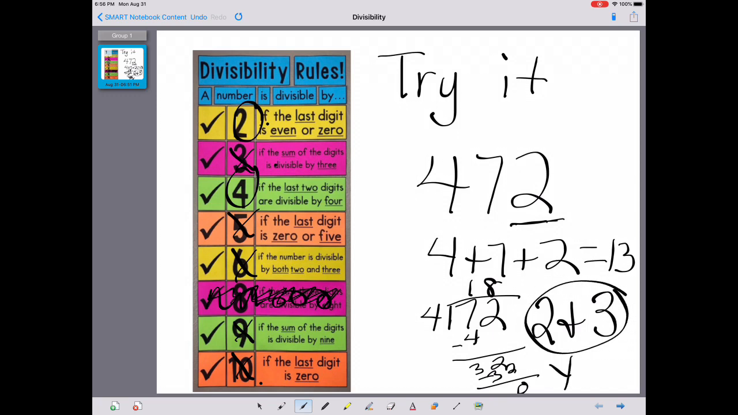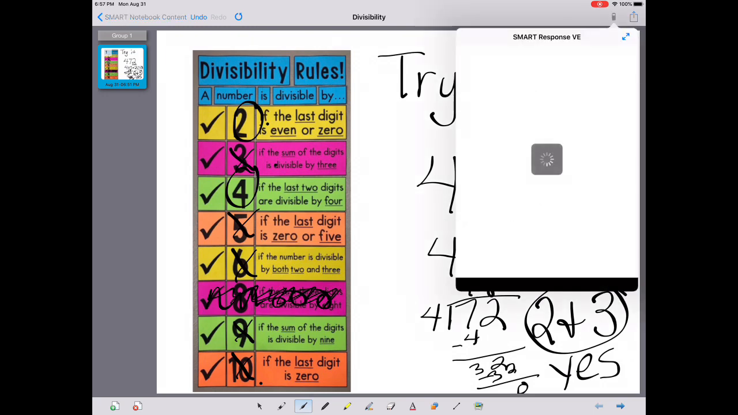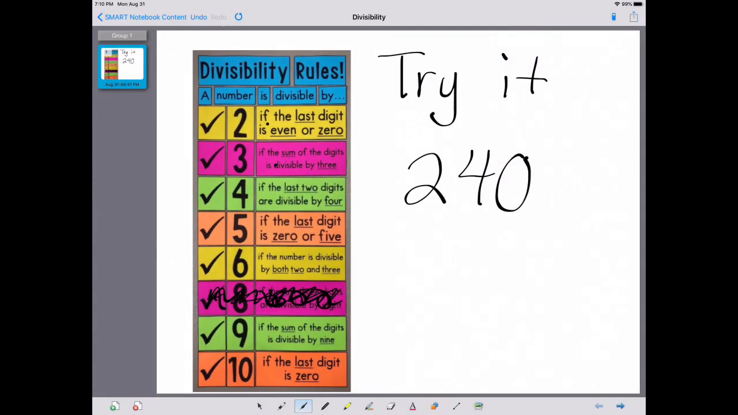The 10 rule is to check the last digit. If it ends in 0, then 10 is a yes. So our answers of divisibility are 2 and 3. We're going to try a new number, 240. So we're going to look at our divisibility rules again.